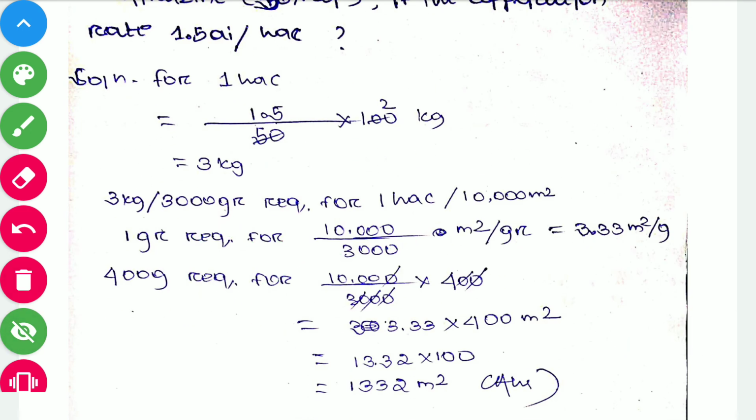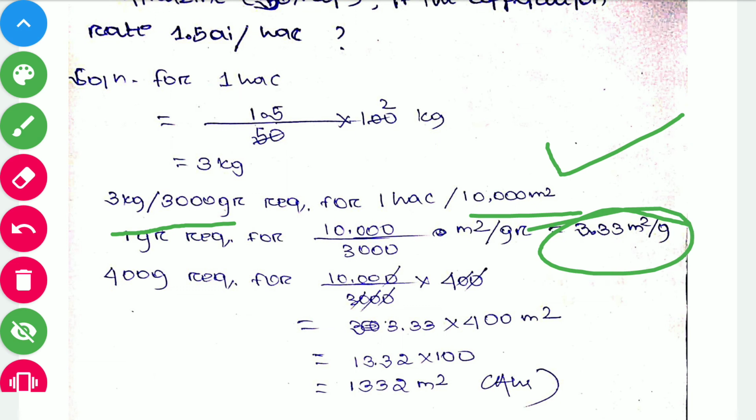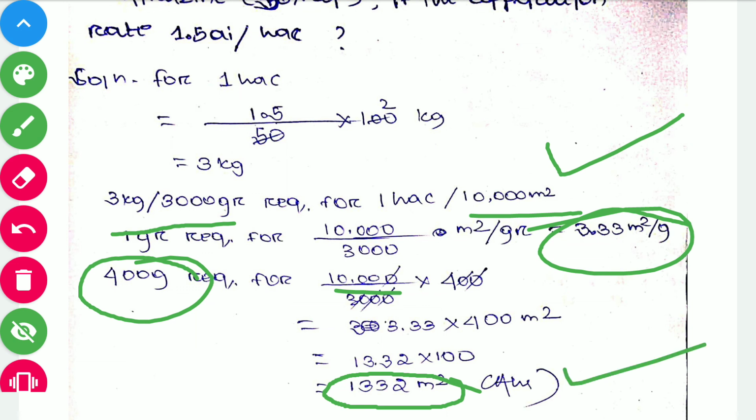Again, 3 kg or 3000 gram is required for 1 hectare, that is 10,000 meter square. Then 1 gram will cover 10,000 by 3000, which comes to around 3.33 meter square per gram. Again, our requirement is 400 gram. It will be 10,000 by 3000 into 400, so 3.33 into 400. It will become nearly 1332 meter square. So 400 gram can be used on 1332 meter square of area.